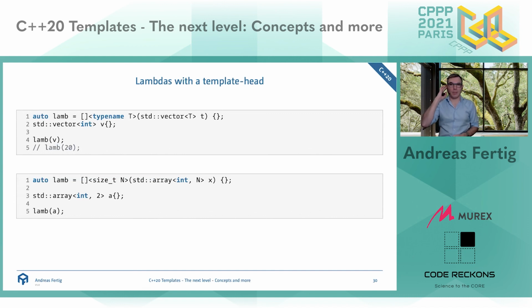In the example at the bottom, line number 1, a lambda called lamp takes a size_t, so a non-type template parameter. This enables me to say that my lambda now takes a std::array of int of size N, and the N is the non-type template parameter. In line number 3, I'm declaring myself a std::array of int of size 2, called a, and now in line number 5, I can call the lambda with a. And that's the beauty here. I cannot call this lambda with a std::array of type char of size 2, for example, only of int and any size. So like with function templates, we can do the same things now with lambdas.